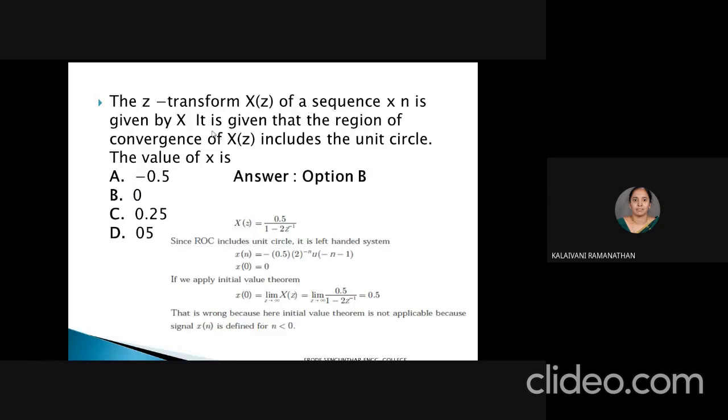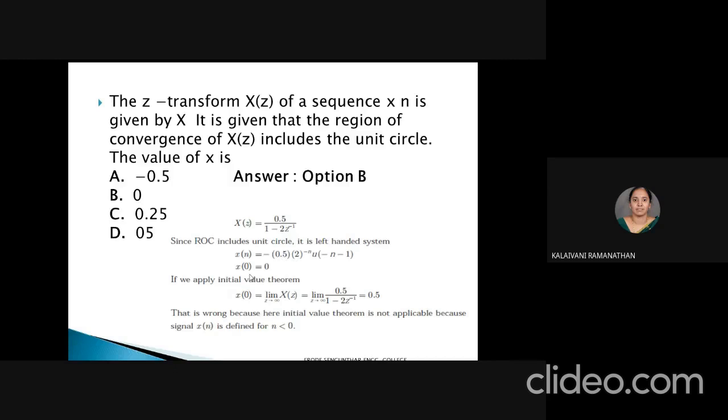Here, the Z transform X of z of a sequence x of n is given by, and it is given that the region of convergence of X of z includes the unit circle. So here you have to choose one of the options. You have to check the ROC of the circle. In this case, X of z is equal to 0.5 by 1 minus 2 z inverse. When you apply inverse z transform, it becomes x of n equal to minus 0.5 to power minus n, u of minus n minus 1.